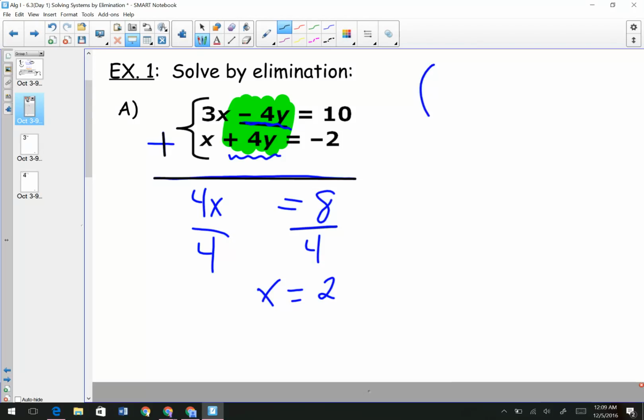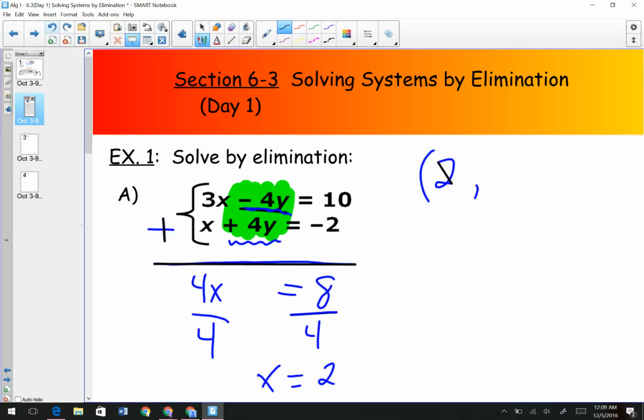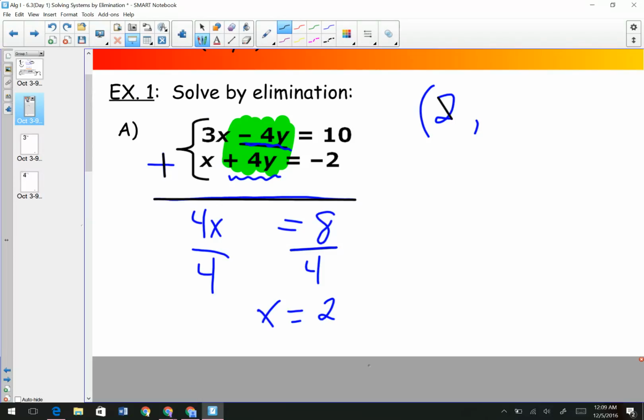So again, don't lose sight of the end goal. The end goal is to get a coordinate, right? To get this 2, comma, something. We got x is 2, and now we just need to solve for y.